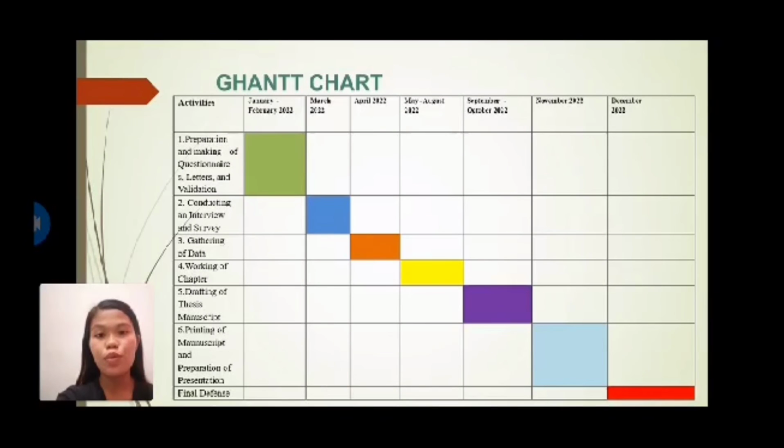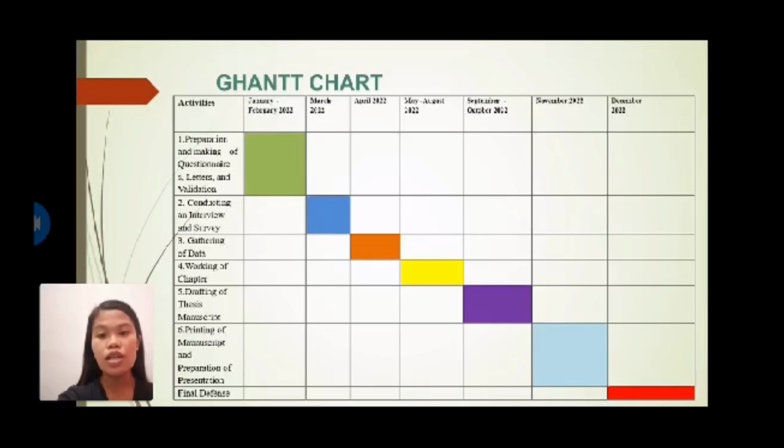Good day everyone, I am LORELYN MORDIDO and today I will be the one who will present the Gantt chart, which is the schedule of our activities that includes the plan and duration of conducting and accomplishing our thesis proposal. So as you can see on the screen, here is the table for the schedule of activities.